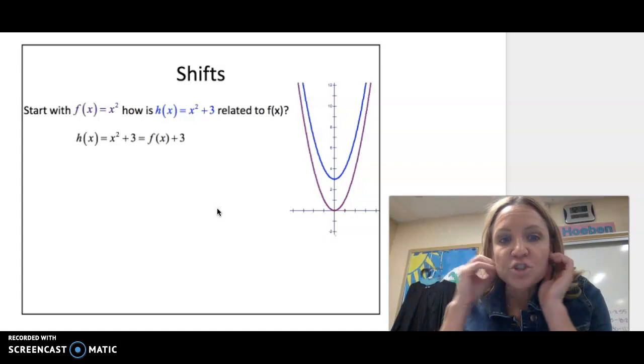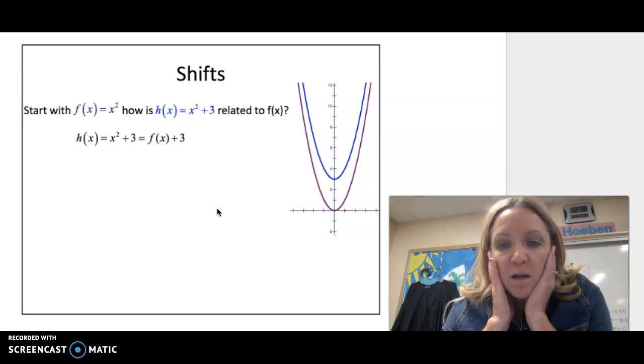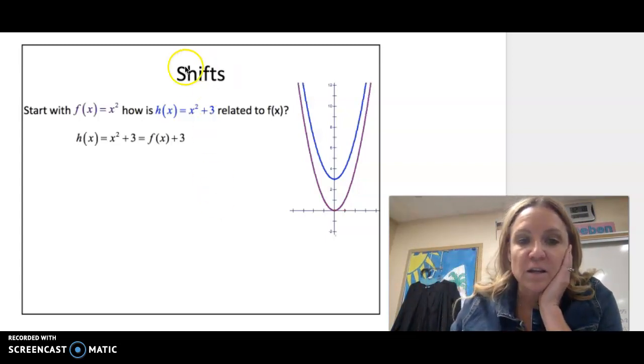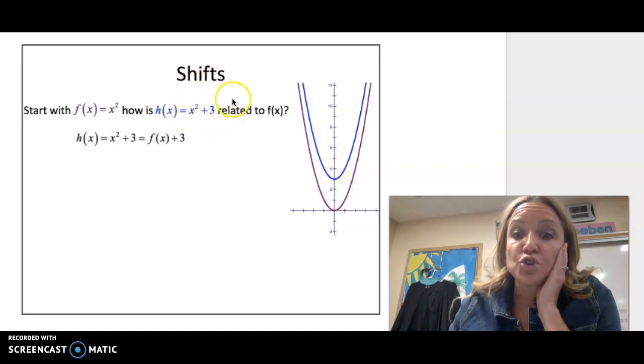All right, so what happens when you add, subtract, multiply, or divide any of those parent functions by a number or a fraction? Okay, it's going to cause the graphs to shift.